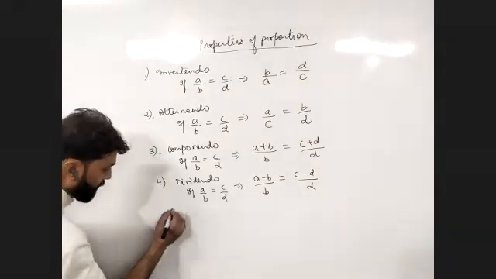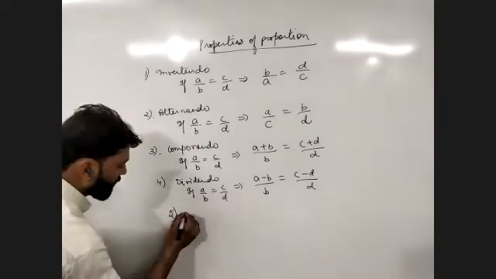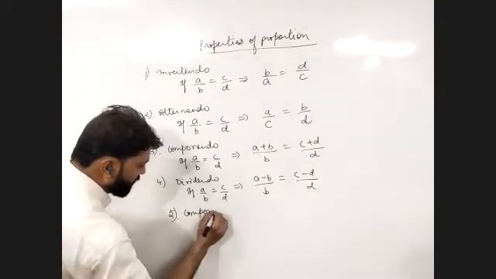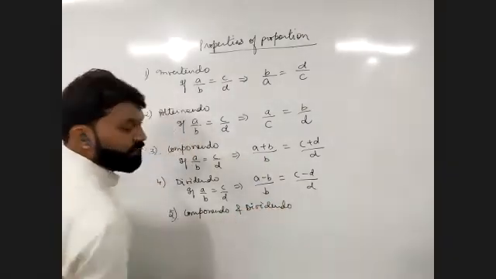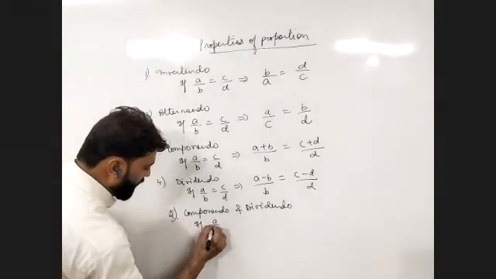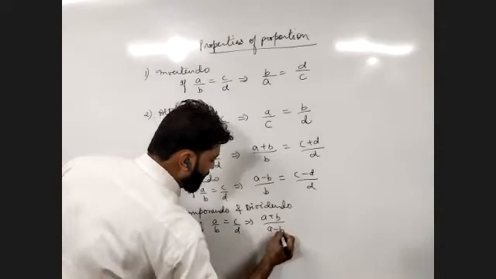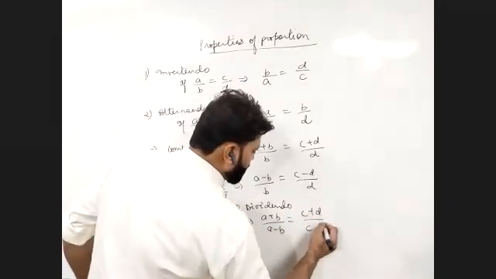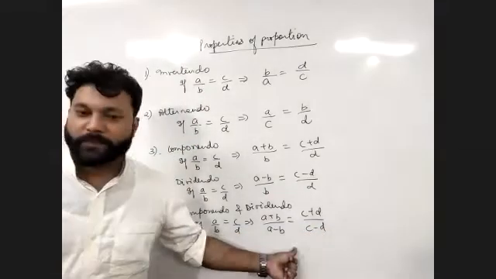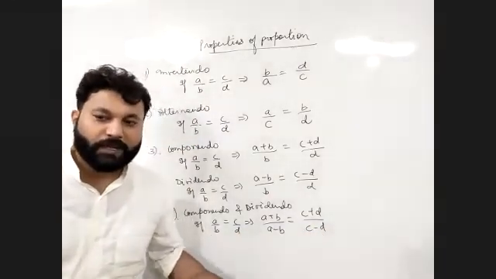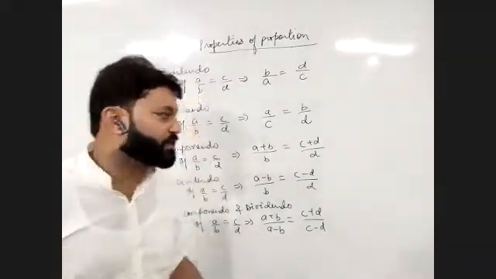The property which will be used in 99.9% questions is the last one. We call it componendo and dividendo together. So it is componendo and dividendo. Componendo dividendo is if A upon B equal to C upon D, it implies A plus B upon A minus B equals C plus D upon C minus D. That is, in numerators we will add both, and in denominators we will subtract which two? Antecedent and consequent.